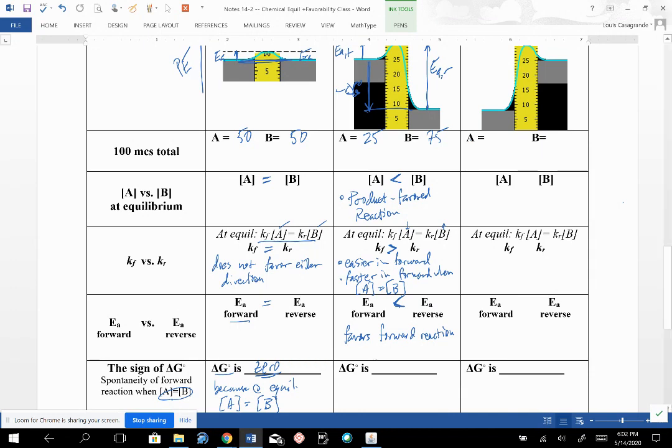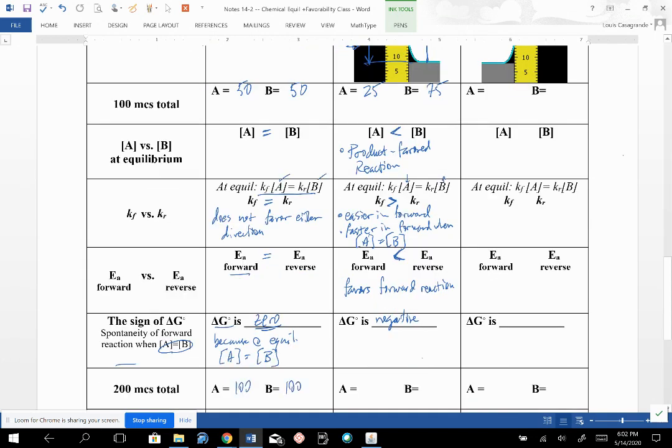Now, the delta G we already said was negative. And so this is a reaction that is spontaneous in the forward direction, when the concentrations are equal. And eventually those concentrations reach equilibrium. And as I said, when we reach equilibrium, the delta G actually is zero, not the delta G naught, but the delta G. That's a concept which is a little bit beyond what I want to go to.